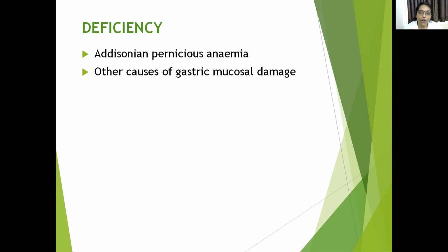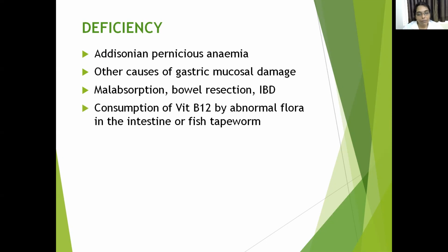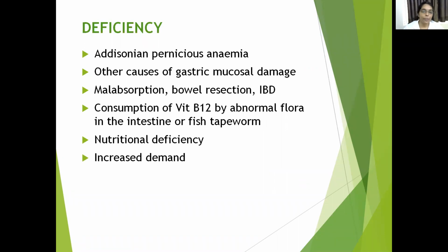Deficiency: it is seen mainly in Addisonian pernicious anemia. It is an autoimmune condition where there is deficiency of intrinsic factor, so absorption is impaired. Then other causes of gastric mucosal damage like chronic gastritis or gastric cancer. Then we have malabsorption, bowel resection and inflammatory bowel disease. Then consumption of vitamin B12 by abnormal flora in the intestine or by fish tapeworm. Nutritional deficiency, this is quite rare, and again increased demand as in pregnancy, lactation or infancy.